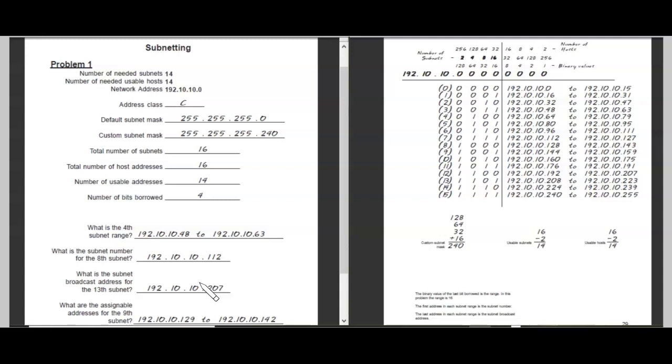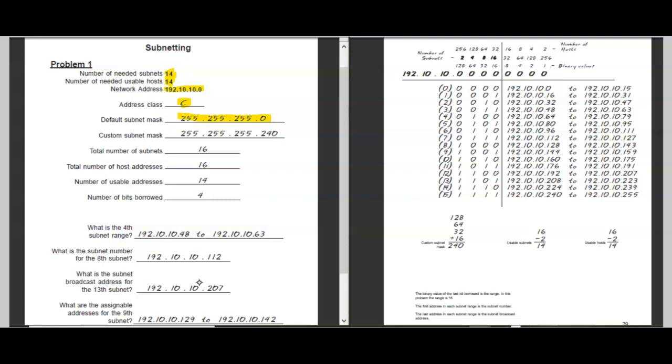So if we come up here and take a look at our problem, we can see, similar to one of the first problems we did, that we're going to need 14 subnets and 14 usable hosts again. We have a network address of 192.10.10.0. We know that is a Class C address, and the default subnet mask for a Class C address is 255.255.255.0. So then we're going to solve for the rest of the problem.